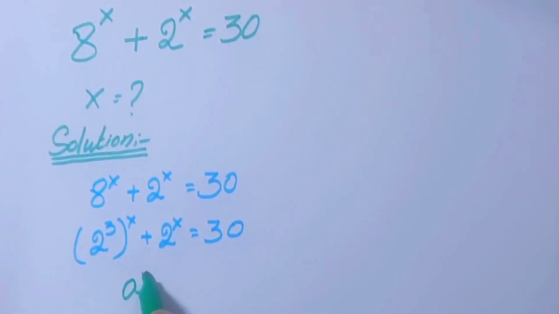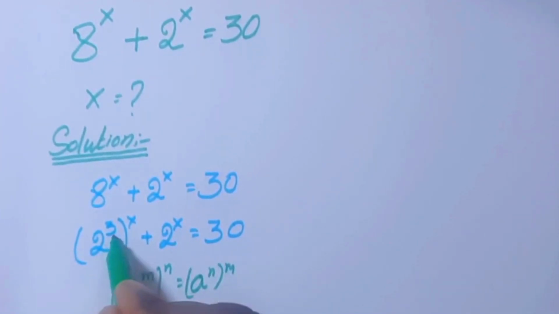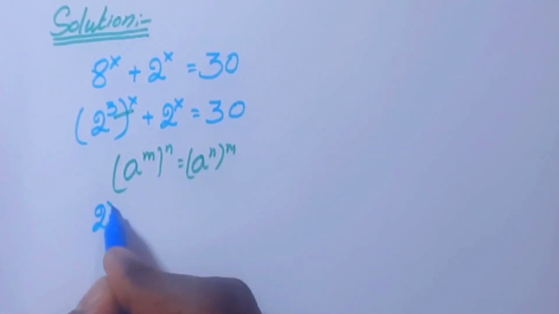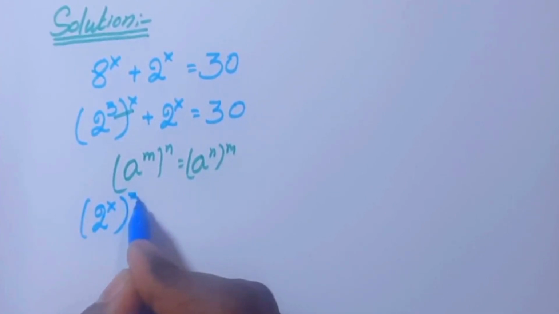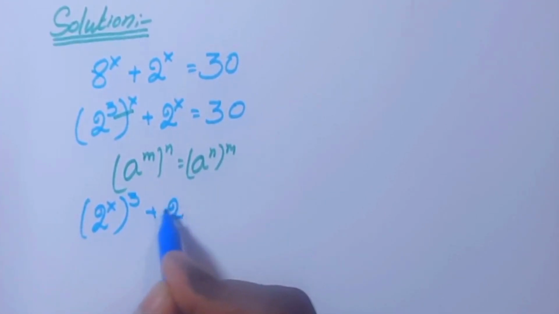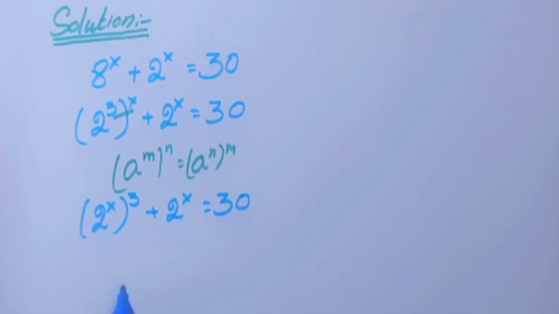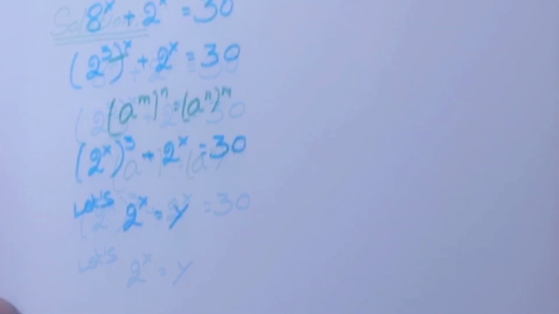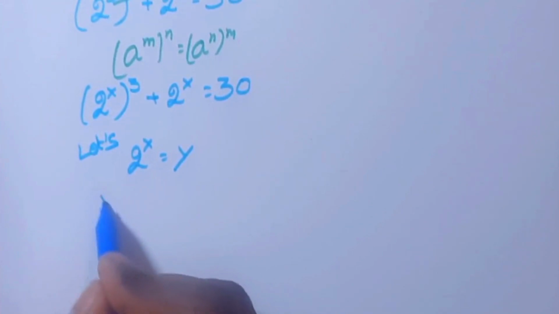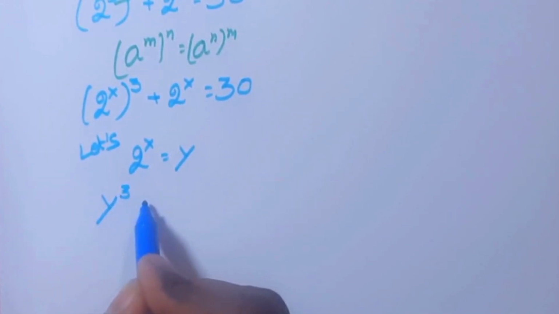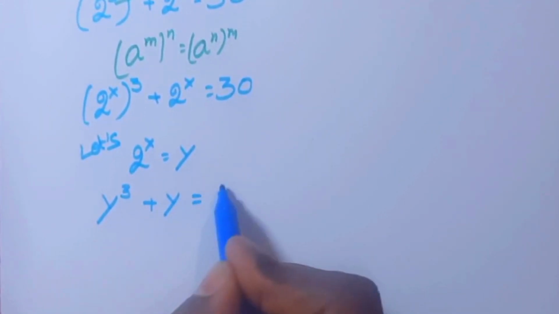(a^m)^n = (a^n)^m. We are changing this: (2^x)^3 + 2^x = 30. Now let us assume 2^x = y. Then y^3 + y = 30.